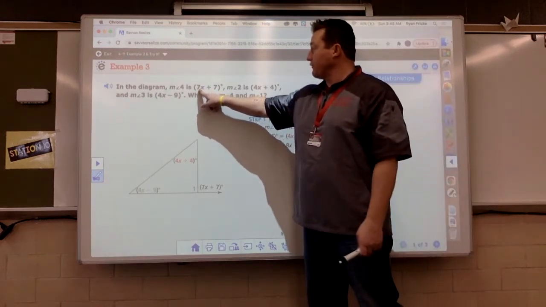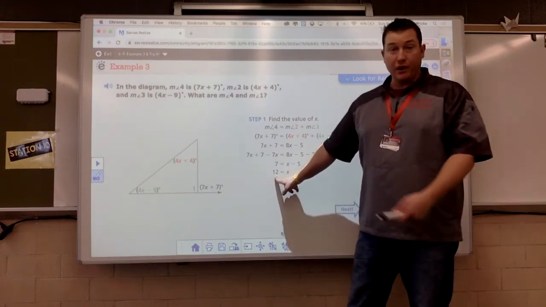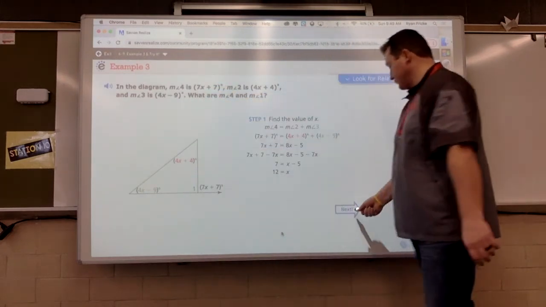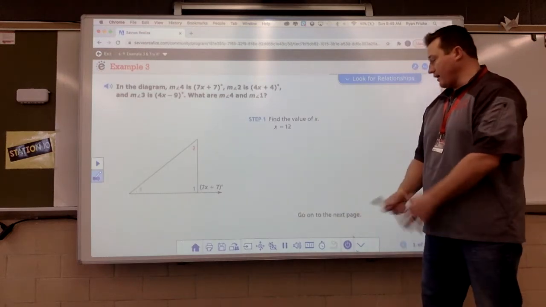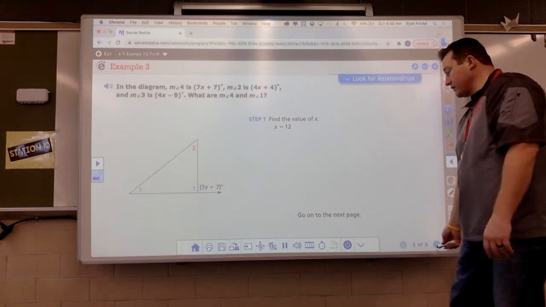Now, if we want to know what angle 4 is, replace x with what number? 12, okay? So that's what they're going to do to figure out angle 4. Okay, there we go. Go on to the next page. I will go on to the next page if you would ask me nicely.